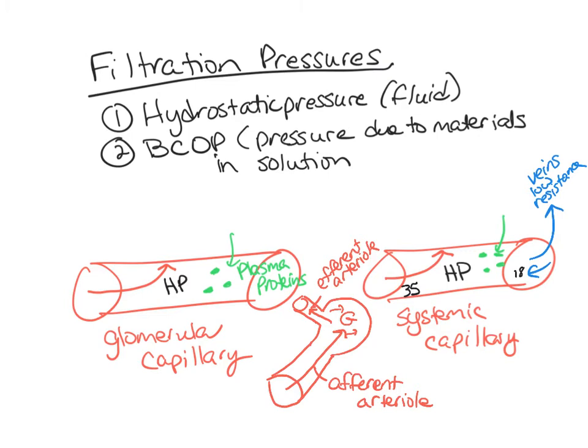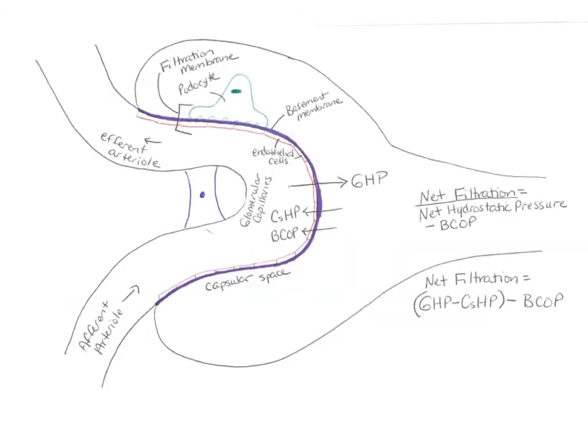So the hydrostatic pressure in the glomerular capillary will be higher, and typically the average hydrostatic pressure of the glomerulus, which we call the glomerular hydrostatic pressure, will be around 50 millimeters of mercury. Now I want to take a look at this picture, and I want to go over the other pressures that are involved in filtration. So we'll look at this picture and get our bearings first.